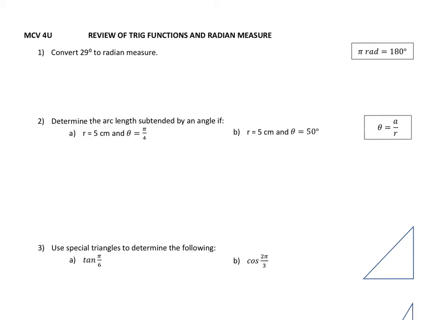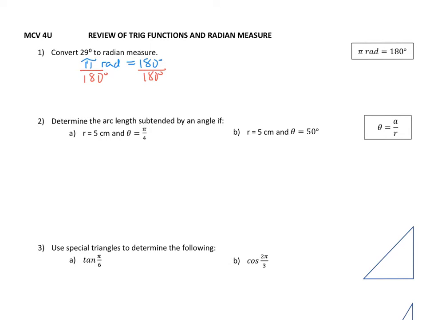So first of all, let's convert 29 degrees to radian measure. What you should remember from advanced functions is that pi radians is the same as 180 degrees. If I start with that, and you might have a different way of solving this, depending on how you were taught: pi radians is 180 degrees. I don't really want 180 degrees. I want 29 degrees. So I'm going to divide both sides by 180 degrees. That makes 1 degree equal to pi over 180 radians.